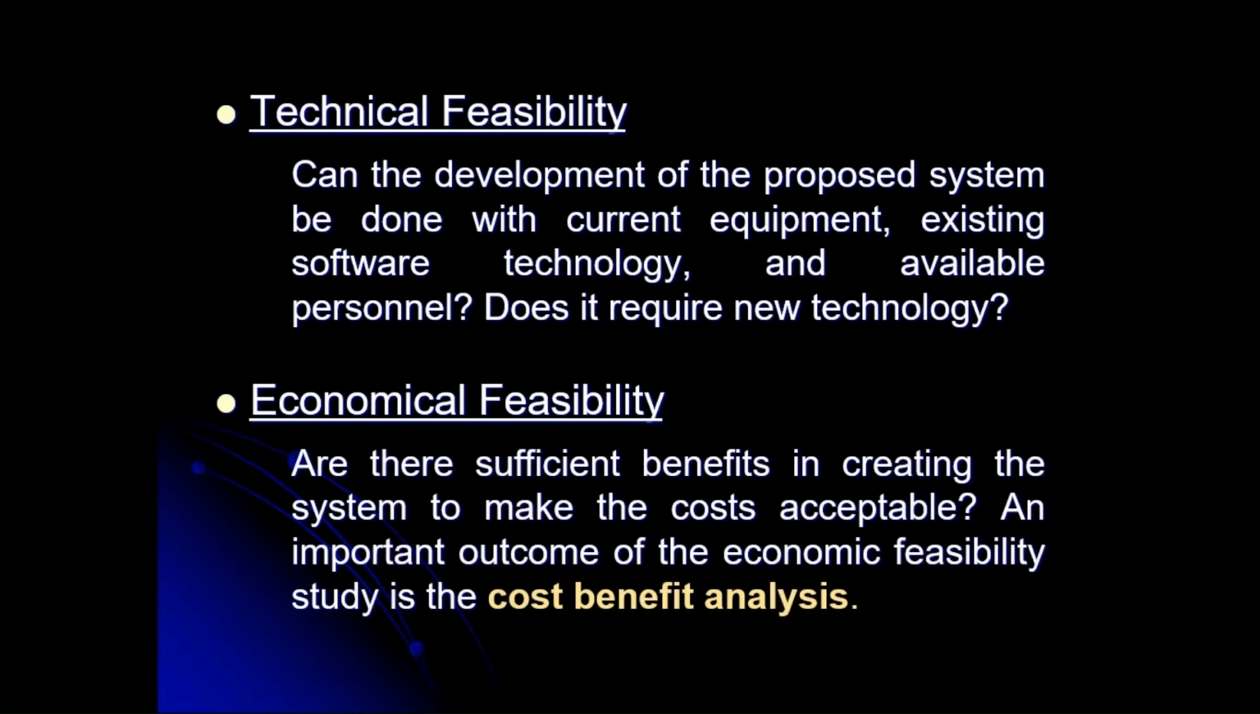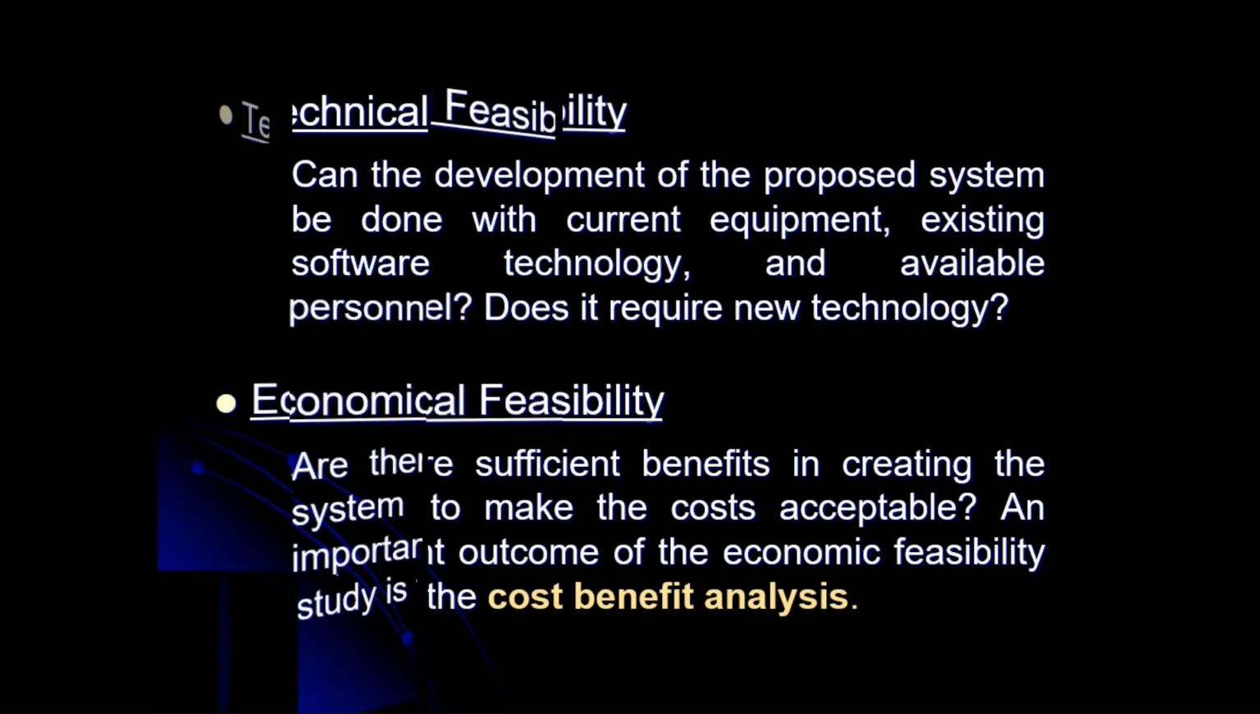At the end of the economical feasibility study, you prepare a document which is called the cost benefit analysis. In this document, in the cost benefit analysis, there are two main types of costs and two main types of benefits that you need to consider. Let's see what these are. So we'll first move to types of cost.